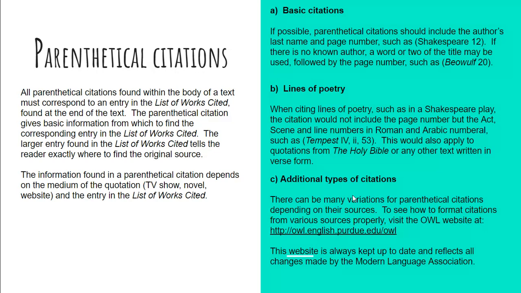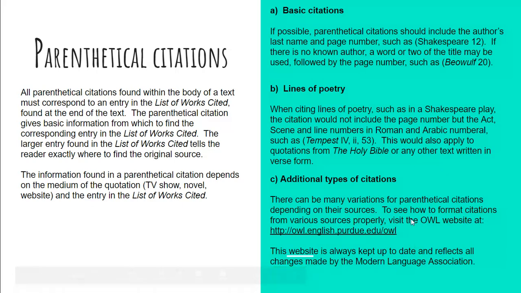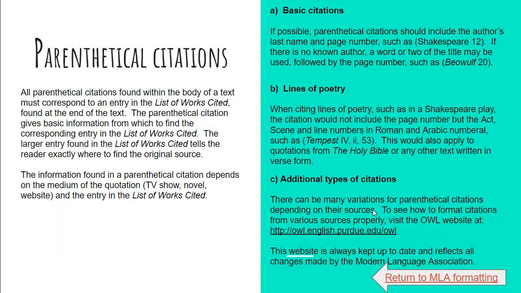There are other types of citations. There are so many other types of citations. For example, websites, for one. To learn how to format any other type of citation, visit the OWL at Purdue website. It will show you every single other type of citation that you can possibly think of. The next thing we're going to look at is the list of works cited.